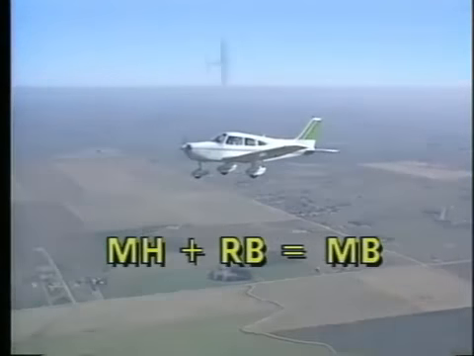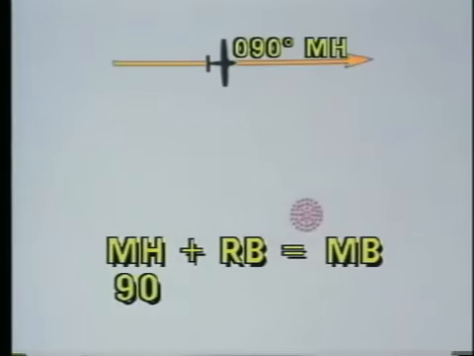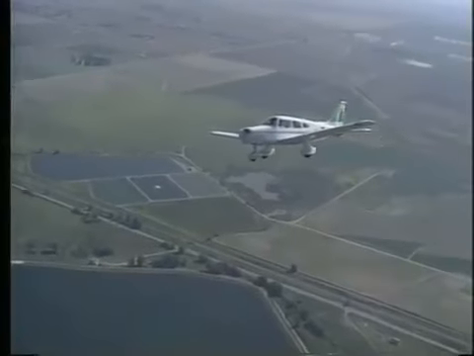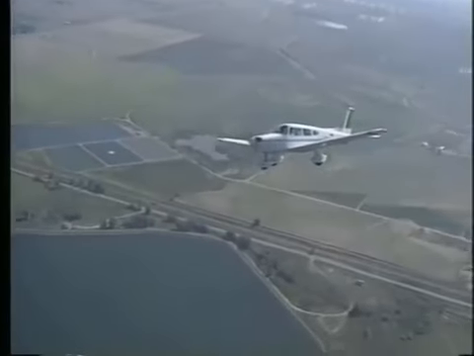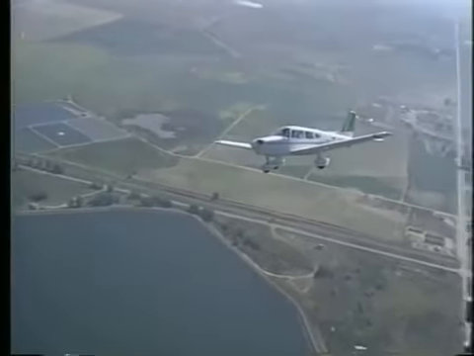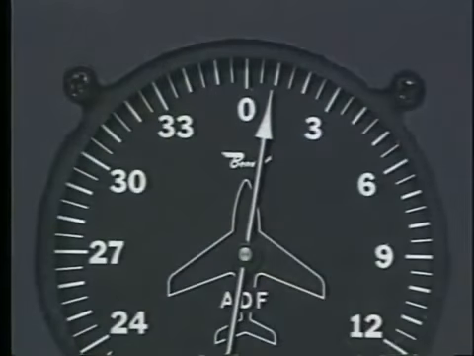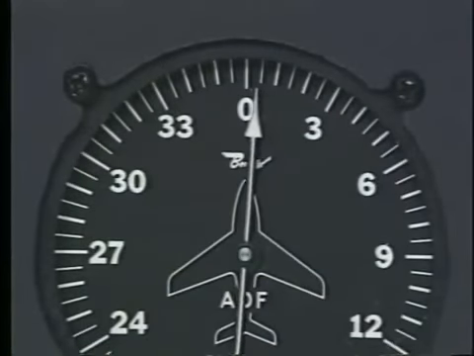For example, let's assume your magnetic heading is 090 and your relative bearing is 060. When you add these two together, you get a magnetic bearing to the station of 150 degrees. To fly to the station, in this case, you simply turn to a heading of 150 degrees. When the turn is complete, the needle on the bearing indicator will point to 0 degrees. If you keep the needle pointed to 0, you are homing to the station.